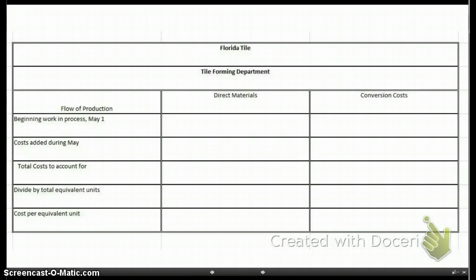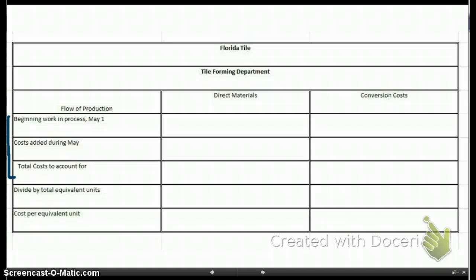In step 1 and 2, we looked at units, which is our output and input in terms of units, but here we're going to look at dollar amounts. So let's look at the cost to account for. You're going to set up your problem to look like this. Again, you're going to have two columns for direct materials and conversion cost, and you could have another column if you like for total cost, but we'll talk about that later. Then you're going to have your flow of production here, but you're only going to have the cost to account for portion. So you're going to have a line for beginning working process and cost added during May. These three things are the only section that applies to step 3.